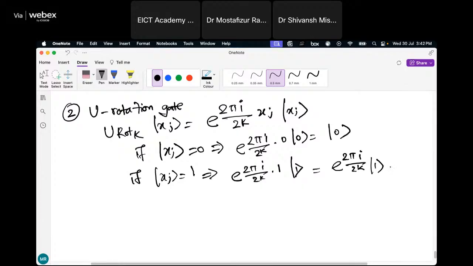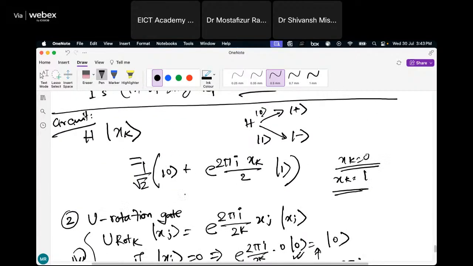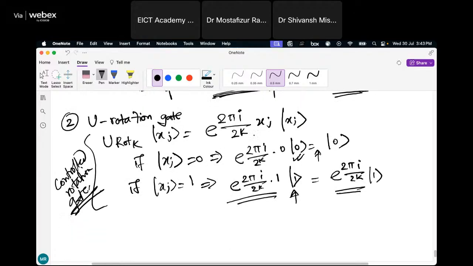So what is happening? If the qubit is 0, it does nothing to the phase of the qubit. But if the qubit is 1, it just adds the phase to that particular qubit. That is the purpose of the U rotation gate. Sometimes we call it the controlled rotation gate. Now you compare the equation. If you apply the phase gate, this ket 0 will be unchanged, but wherever there is ket 1, this phase you can add using this controlled phase gate.